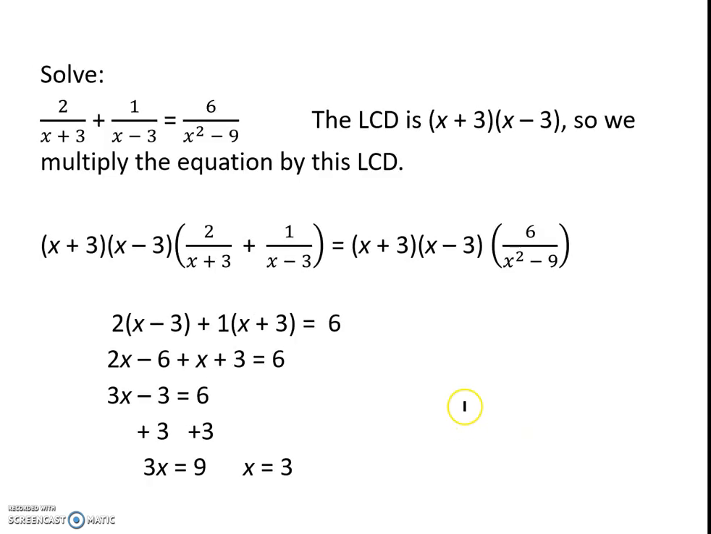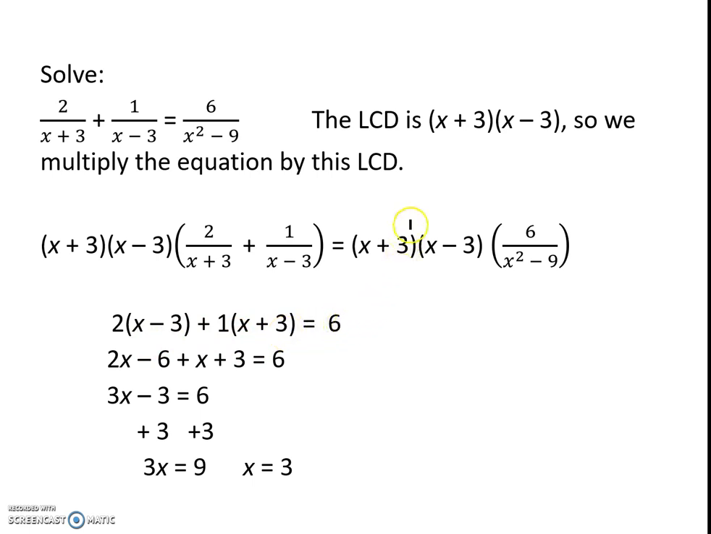Our next problem is to solve 2 divided by x plus 3 plus 1 over x minus 3 equals 6 over x squared minus 9. Well, the LCD is x plus 3 times x minus 3, which is also x squared minus 9. So we multiply by this LCD, and when we do, we get 2 times the quantity x minus 3 plus 1 times the quantity x plus 3.